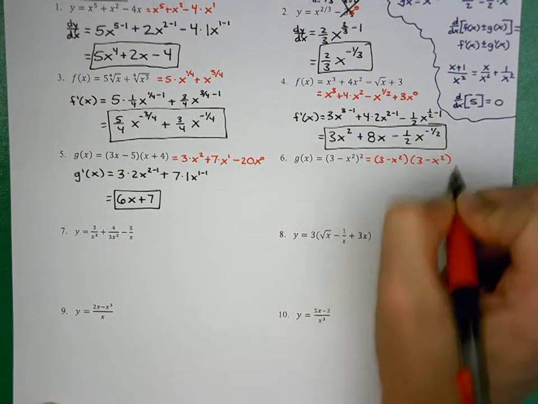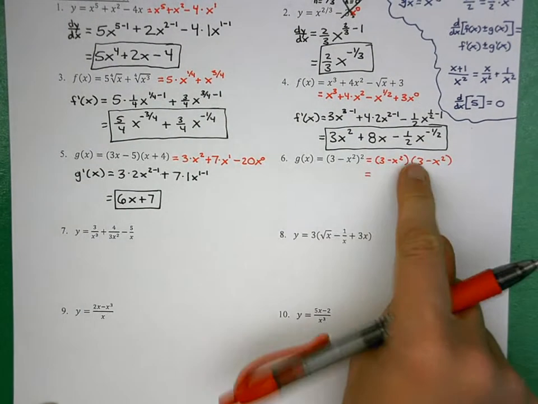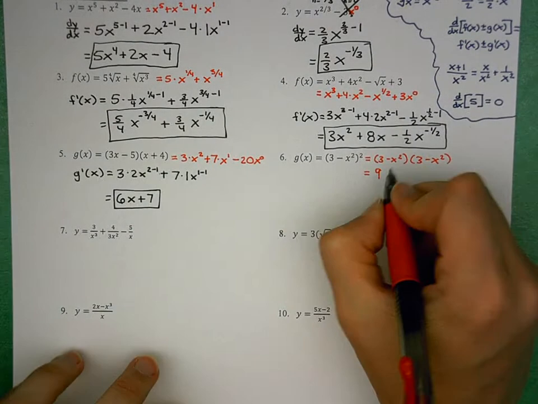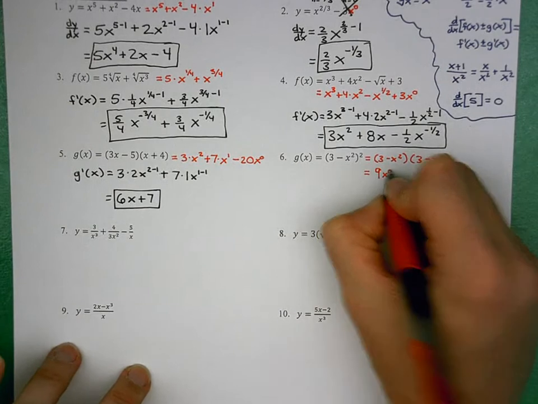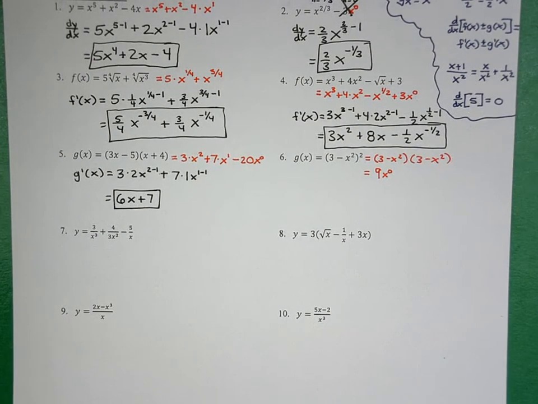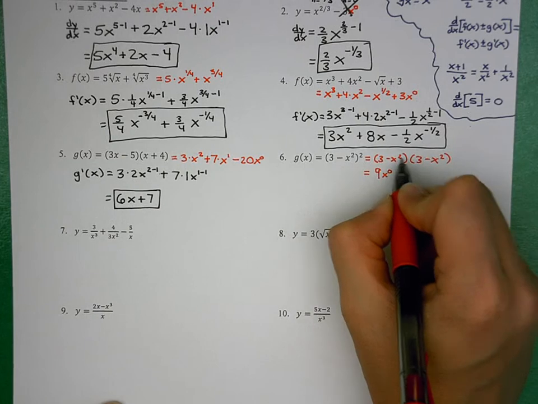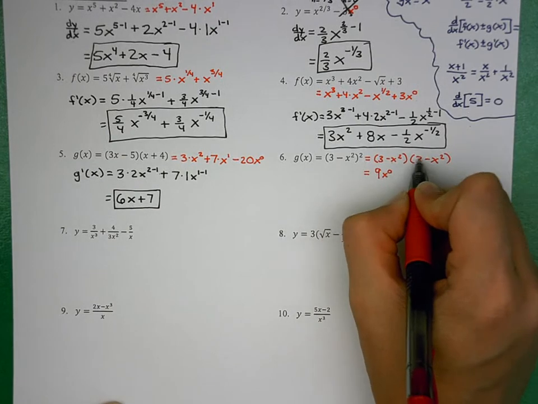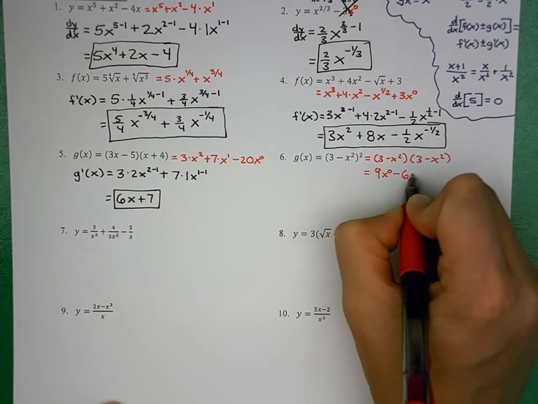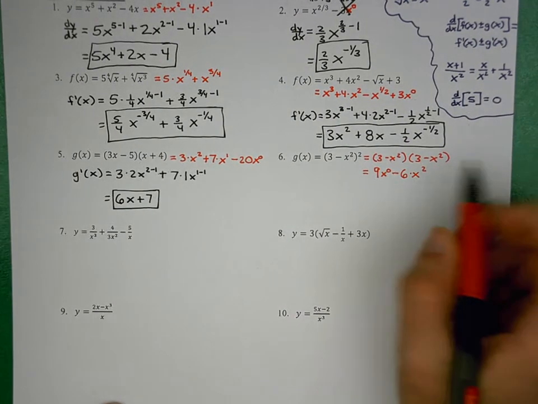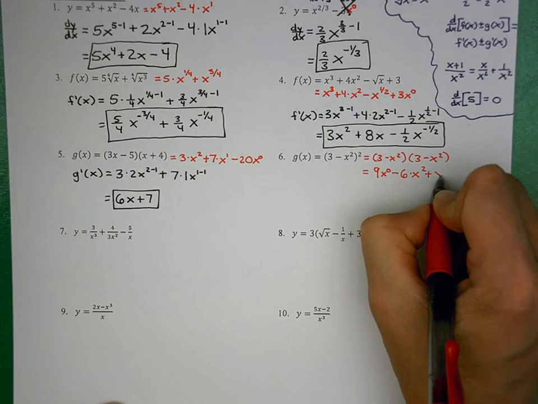Okay, so foiling this out, we have 3 times 3, which is 9, that's a constant, it's going to go away, or you can write your x to the 0 next to it if you'd like. 3 times negative x squared is negative 3x squared, minus another 3x squared, which is negative 6x squared. And negative x squared times negative x squared is x to the 4th.